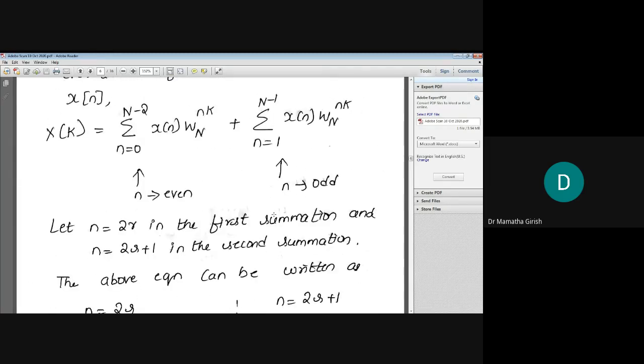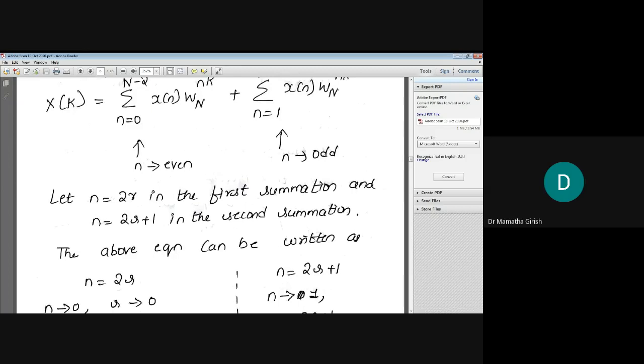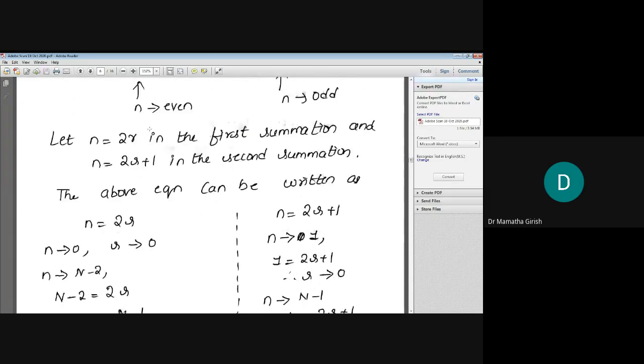To get the result in the standard format, I introduce a new summation index called r. In the first summation, I assume the value of n is equal to 2r. And in the second summation, I assume the value of n is equal to 2r plus 1. By incorporating these values in the above equation, the summation indices with respect to r will attain their new values.